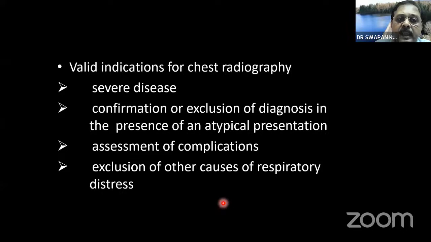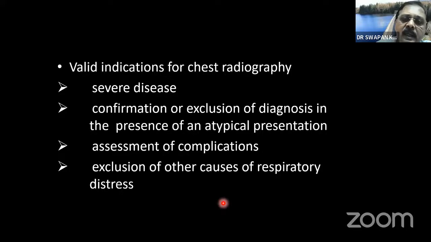So, valid indications of chest radiography. Why do you suspect a severe disease? The child is coughing like anything, the child has dyspnea, a high fever, a swinging temperature. So you must go for a chest X-ray. Or for confirmation or exclusion of the diagnosis in the presence of an atypical presentation. Also, assessment of complications.